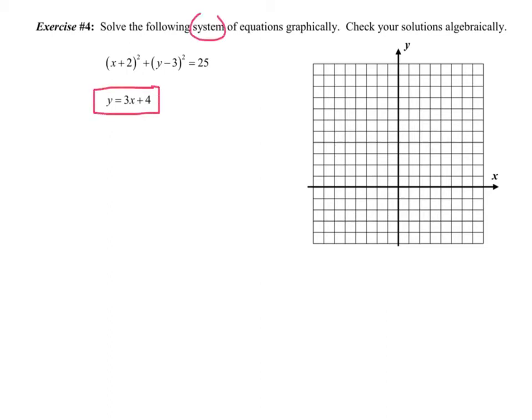The word system just means we've got 2 equations here. When they say solve, that means we're looking for the intersection points. All right, we're looking to see where these 2 graphs intersect. So I'm going to tackle the linear one first, and I'll do that one in red.